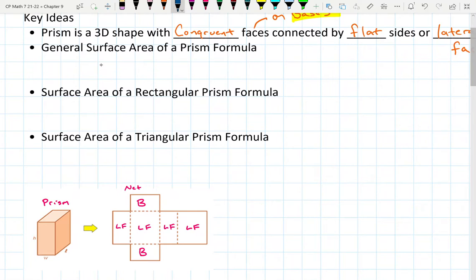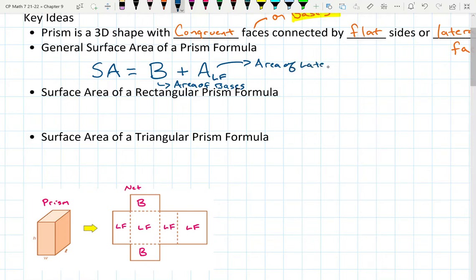So the general formula for surface area of a prism is going to be the area of the bases, okay? I'm going to call that big B, plus the area of the lateral faces. Now look at that notation I'm using. Big B stands for the area of bases, and A with a little subscript LF means area of lateral faces.